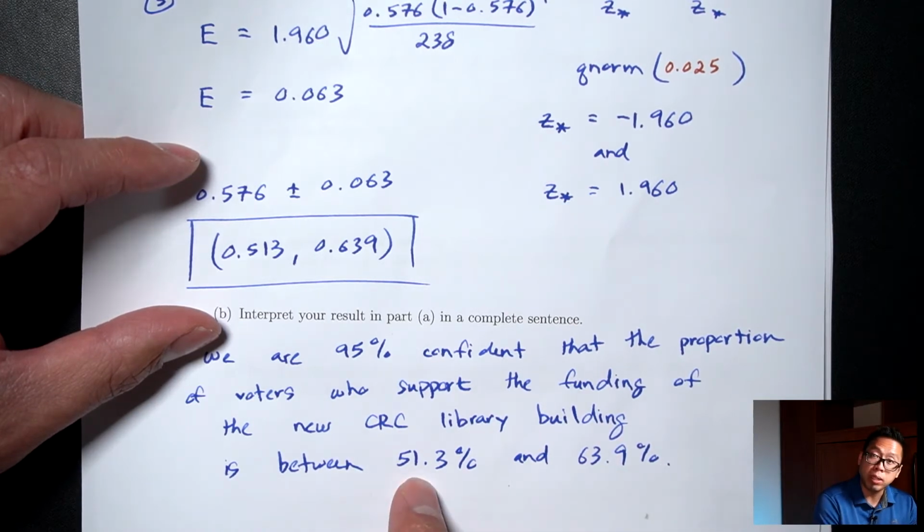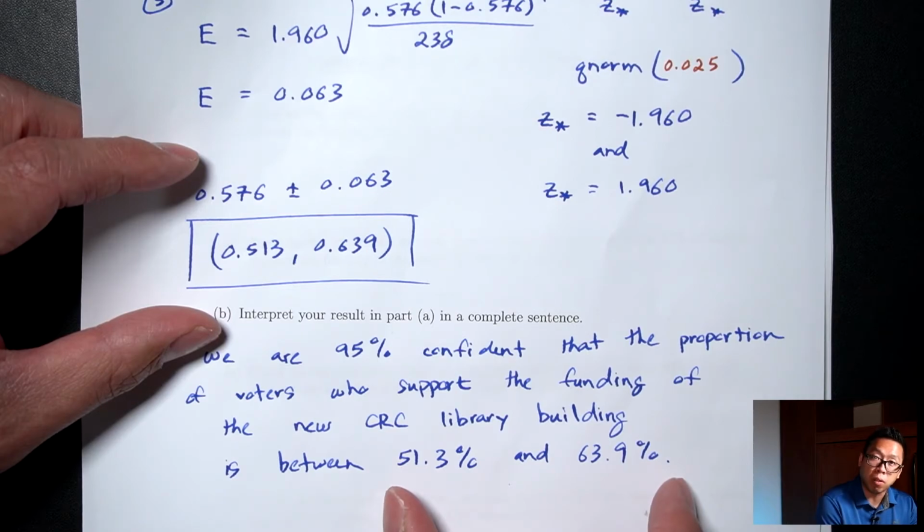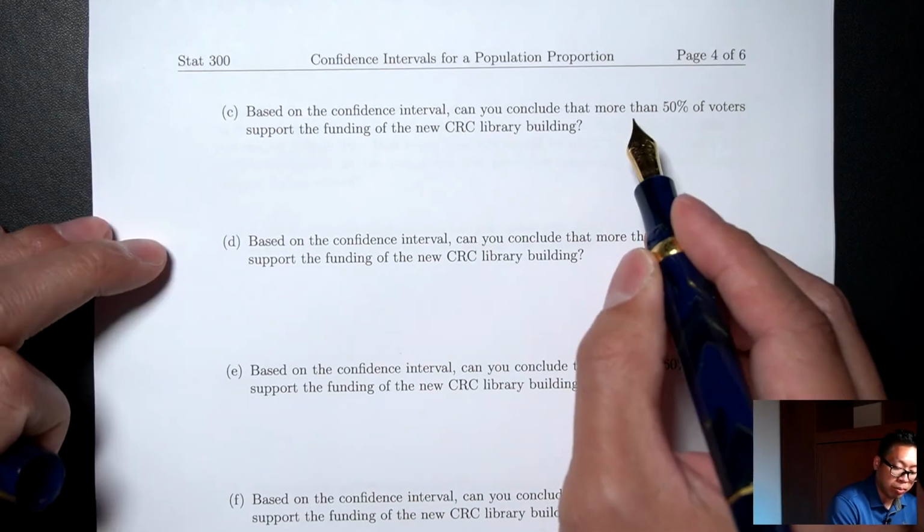Yes. 51.3 is definitely more than 50. 63.9 is more than 50. So all the numbers in between are definitely going to be more than 50 also. So we can say for sure that yes, the true percent is going to be more than 50%.